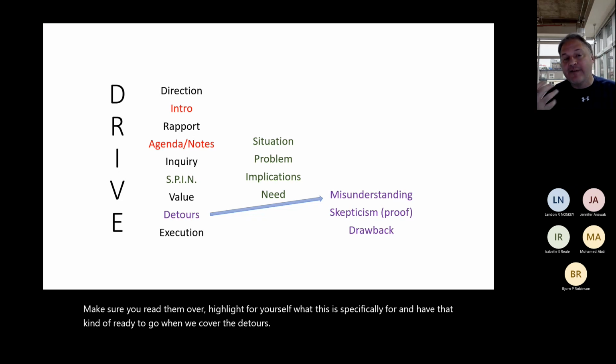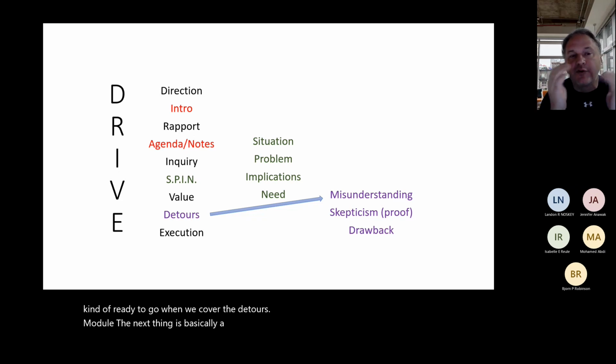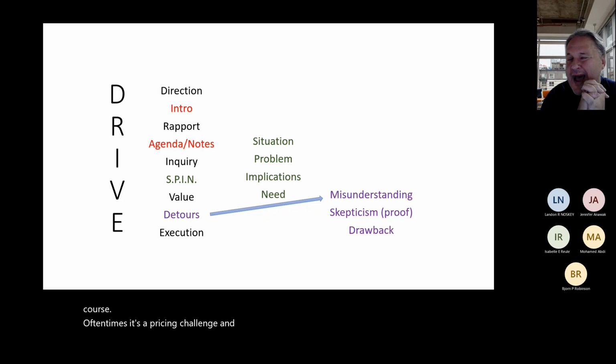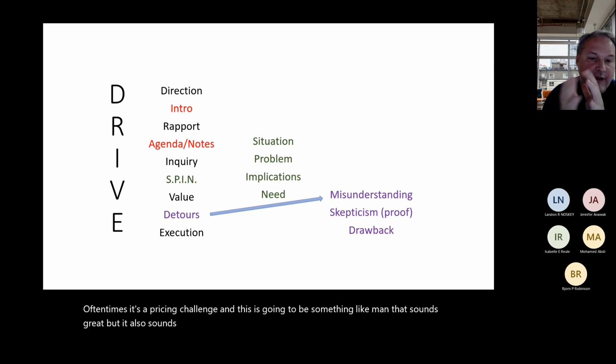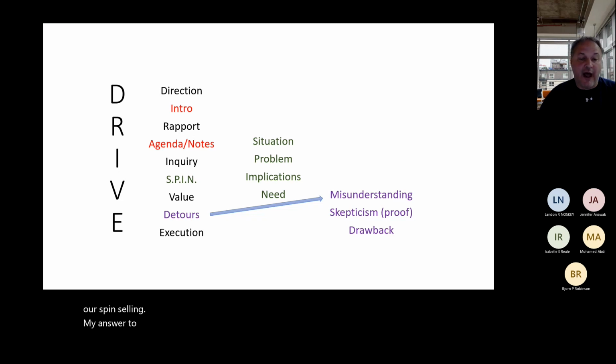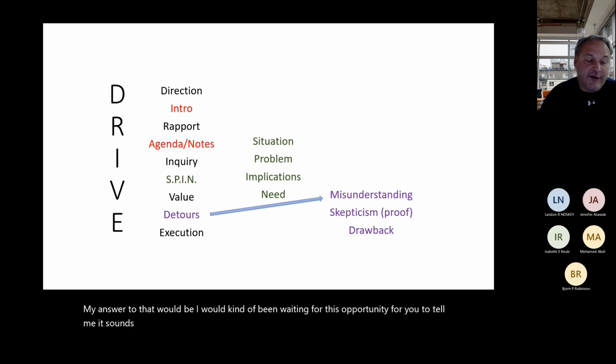The next thing is basically a drawback. And when we talk about drawbacks in this course, oftentimes it's a pricing challenge. This is going to be something like, man, that sounds great, but it also sounds pretty expensive. And so if you were following earlier when we did our SPIN selling, my answer to that would be, I would have been waiting for this opportunity for you to tell me it sounds expensive. And the reason why would be to remind you of what you told me earlier.